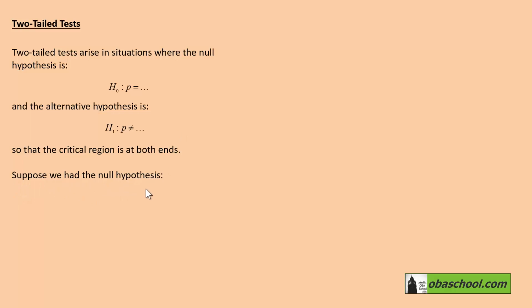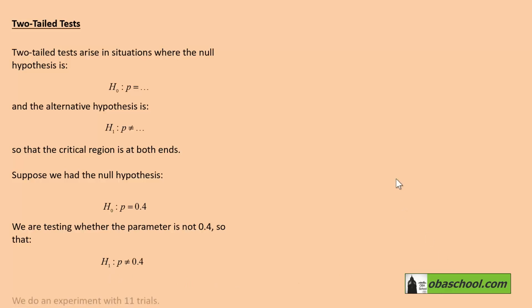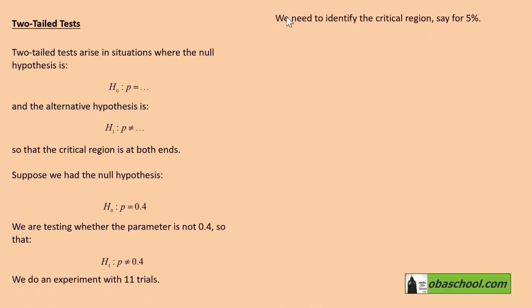Suppose we had the null hypothesis that p was 0.4. We are testing whether the parameter is not 0.4, so the alternative is p is not equal to 0.4. We do an experiment with 11 trials. We need to identify the critical region, say for 5%. We split this so that it's 2.5% at each end.